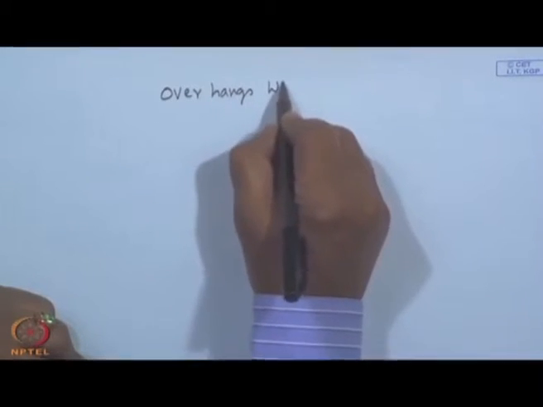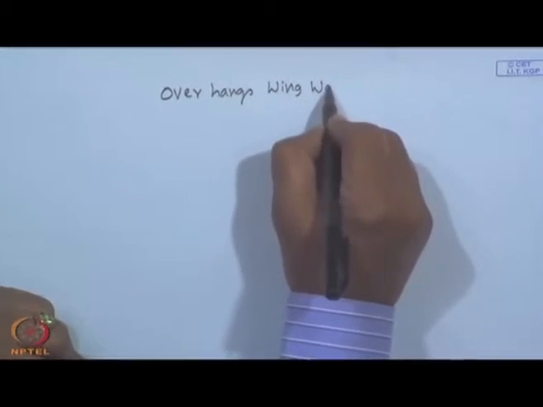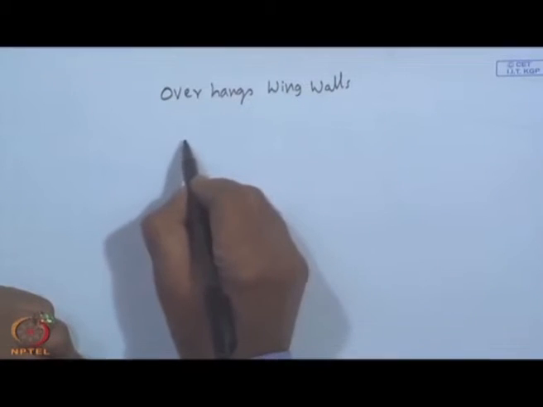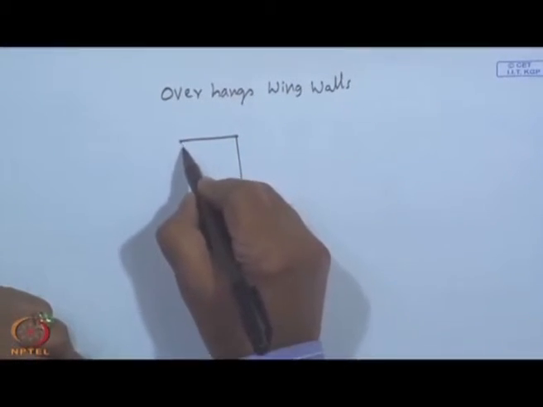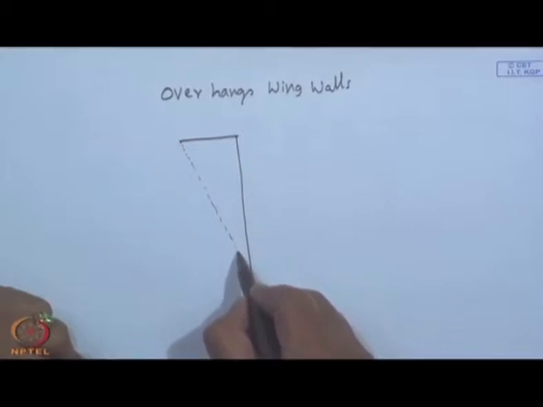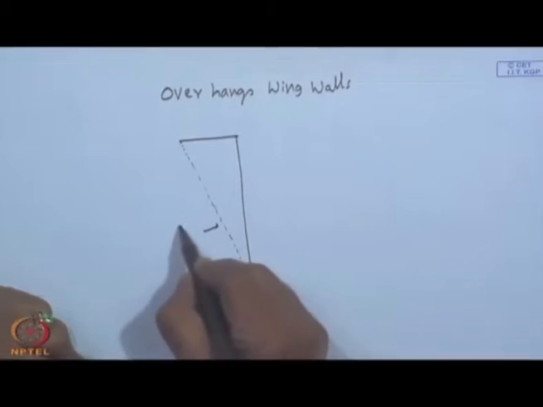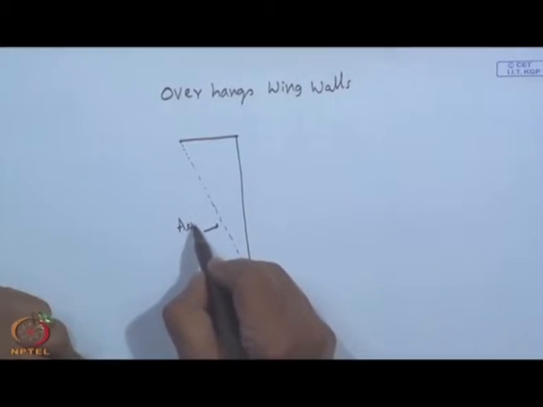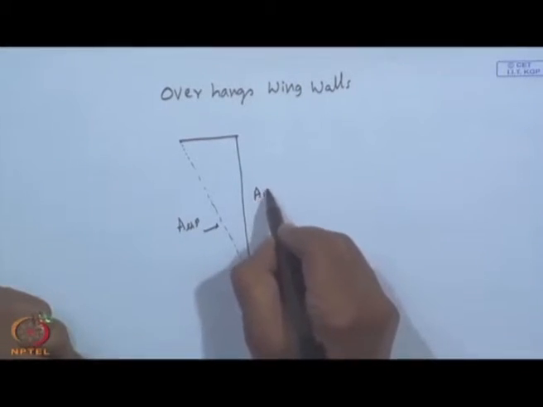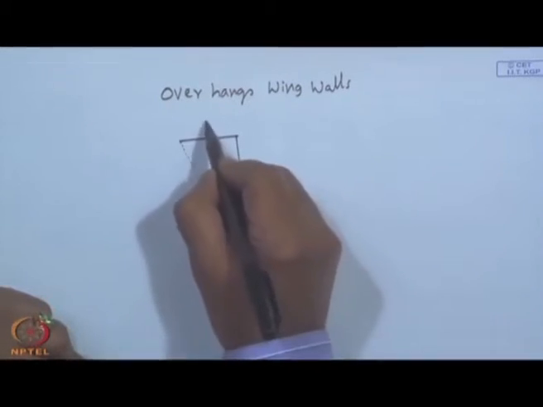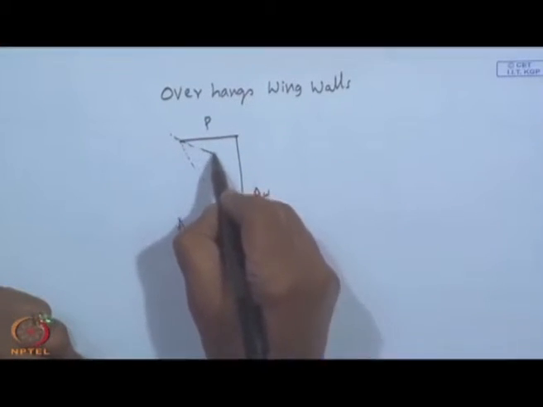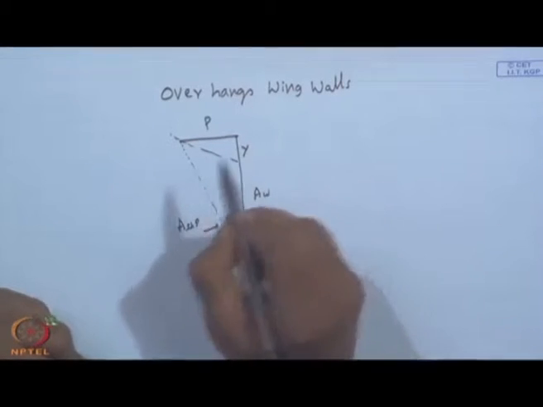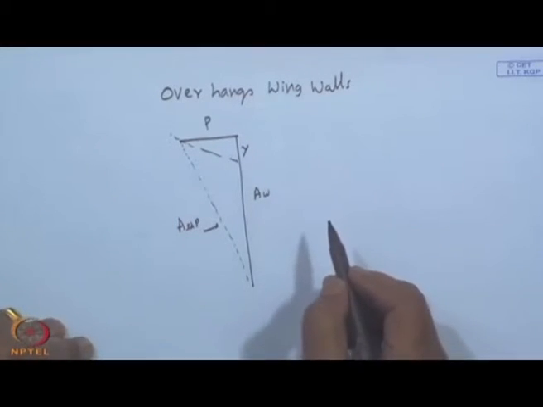and wing walls, and introduced the concept of the shading plane, which joins the edge of the overhang to the base of the window of area A. SHP, AW is the window area, P is the projection, the sun's ray will make Y. These relations have been given.